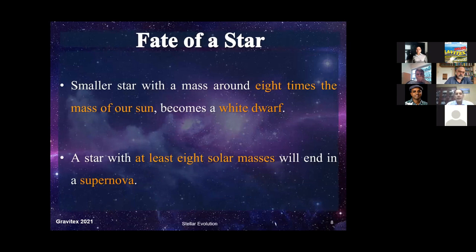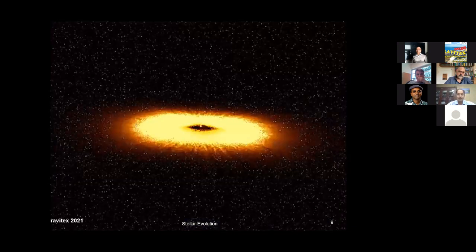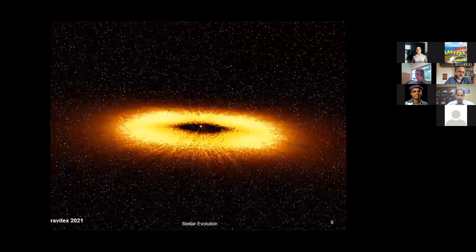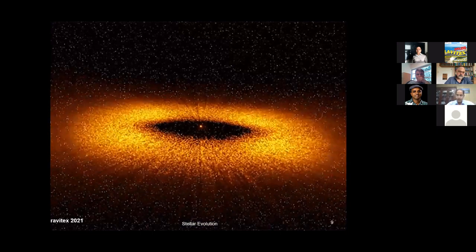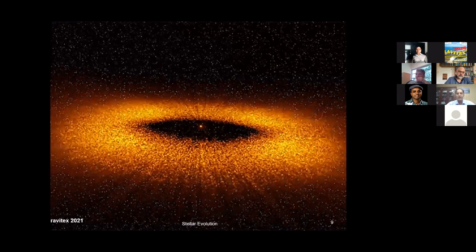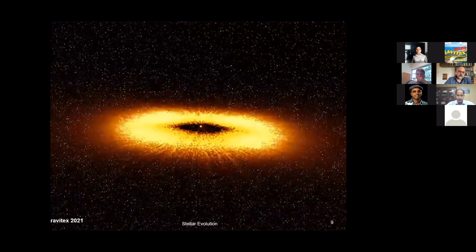So the fate of a star depends upon the mass of the object. A smaller star with a mass below around 8 times the mass of our sun becomes a white dwarf. A star with at least 8 solar masses will eventually become a supernova. In a supernova, the star's core collapses and then explodes. In just a matter of seconds, the core shrinks from roughly 5,000 miles across to just a dozen, and the temperature spikes to 100 billion degrees or more.